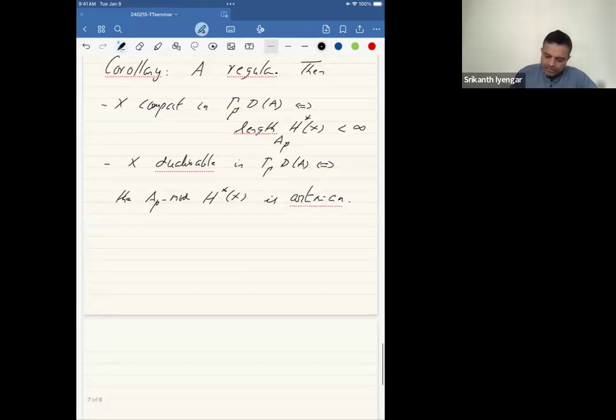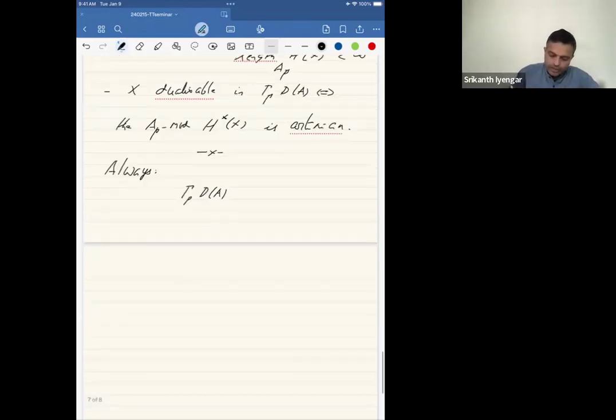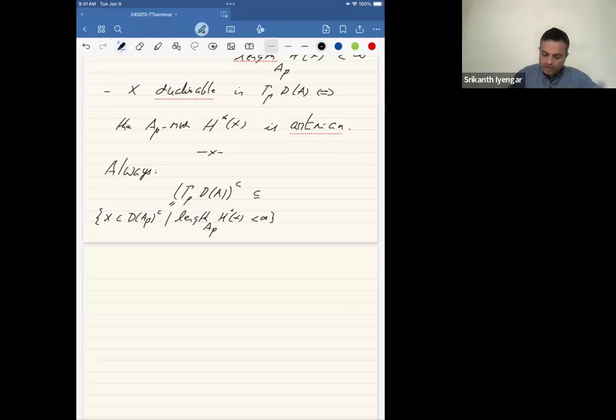Maybe let me make a further remark in this context. So in always, what one has is that if you look at, you fix it, I'm looking at gamma P D of A, and okay, so if you look at the compact objects, we know that in this P local stratum, these are the perfect complexes of AP modules, the perfect complexes of AP modules which have finite length homology.